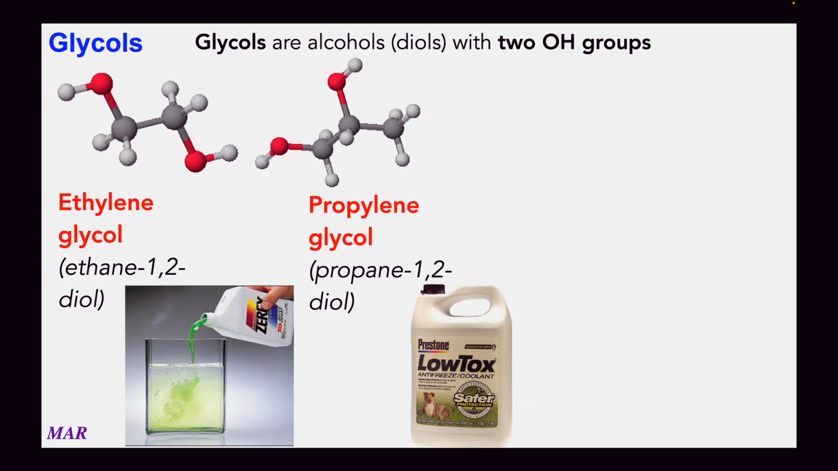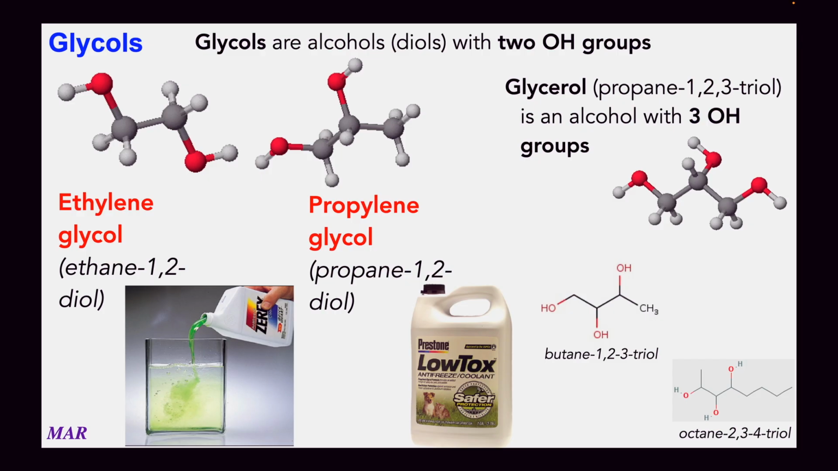You can have 2 hydroxyls, 2 OHs, off the molecule as well. And this creates what's called a glycol. A glycol is a diol, 2 alcohols. All right, they have 2 OH groups on them. And they're actually somewhat similar. Ethylene glycol and propylene glycol are both used as antifreeze in your car. Now, the official names would be ethane-1,2-diol and propane-1,2-diol, but a lot of times they just call them ethylene glycol and propylene glycol, and that's fine.